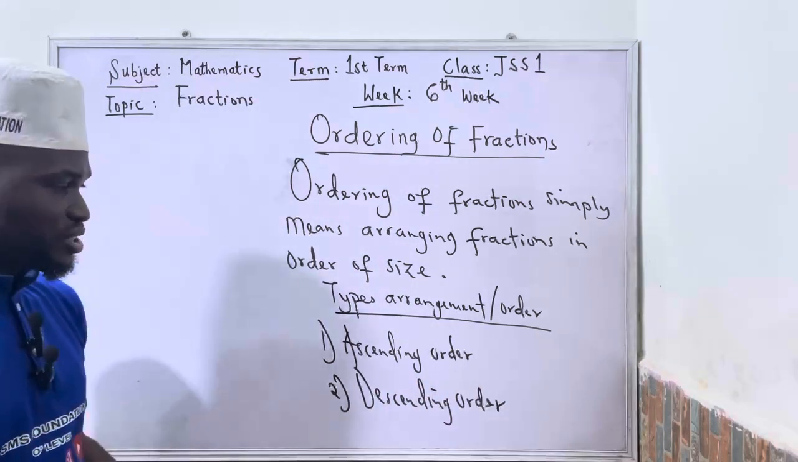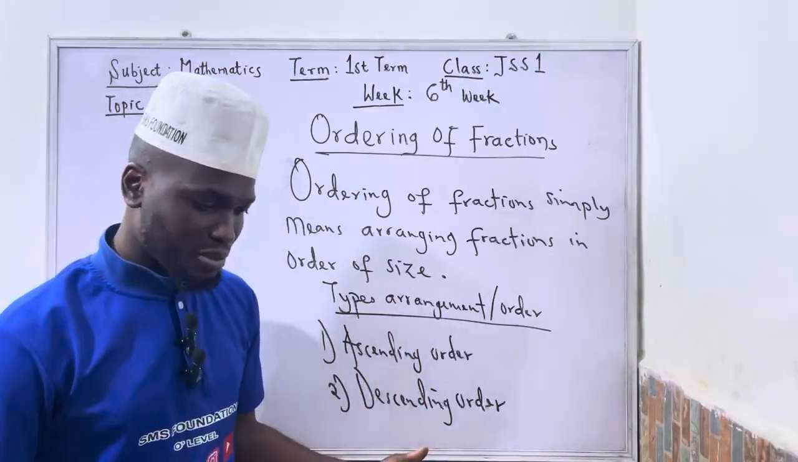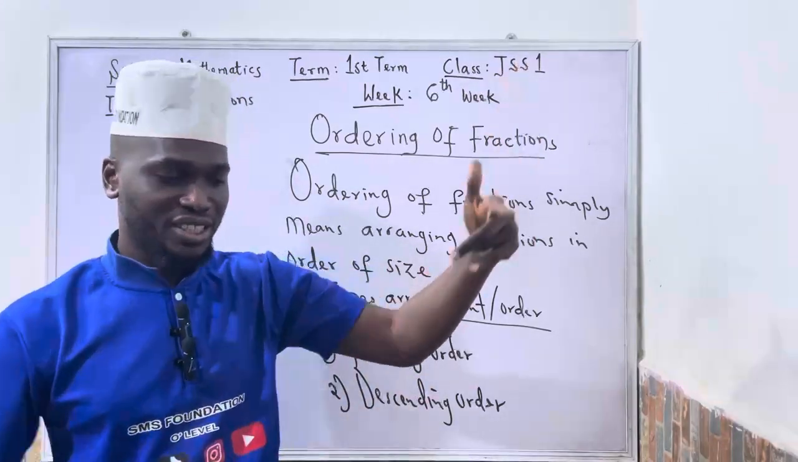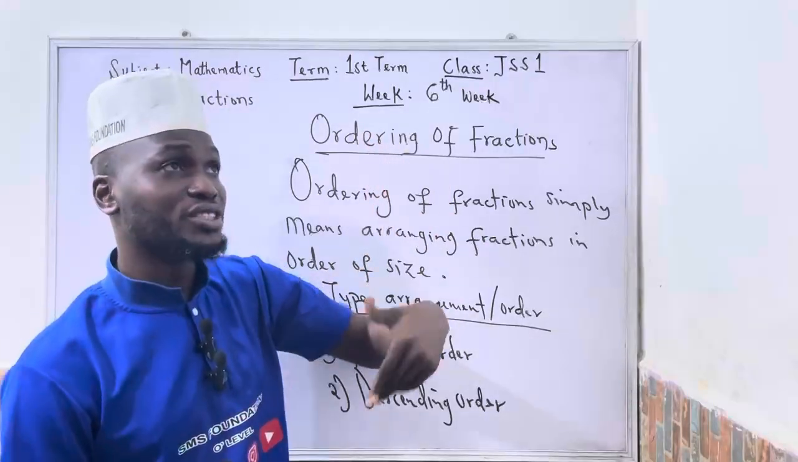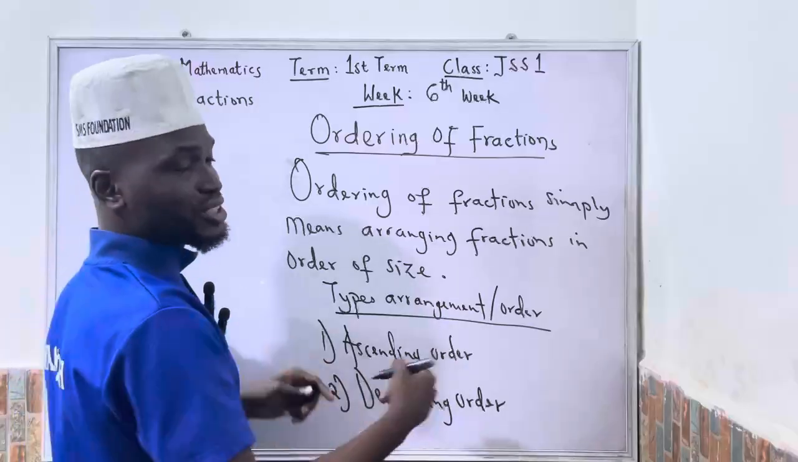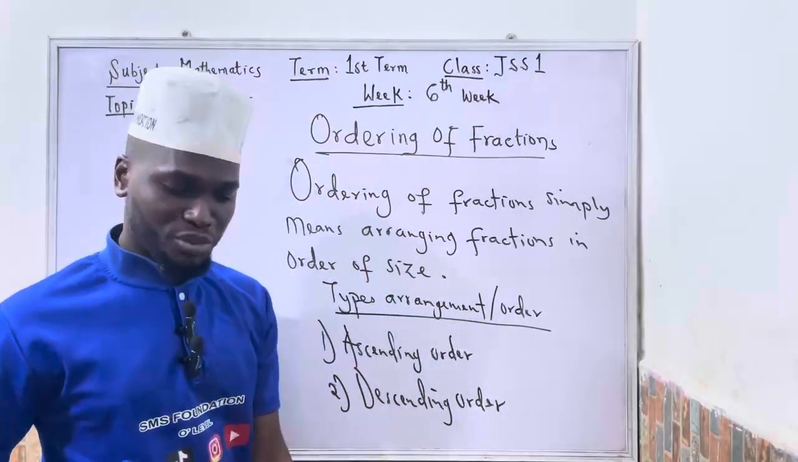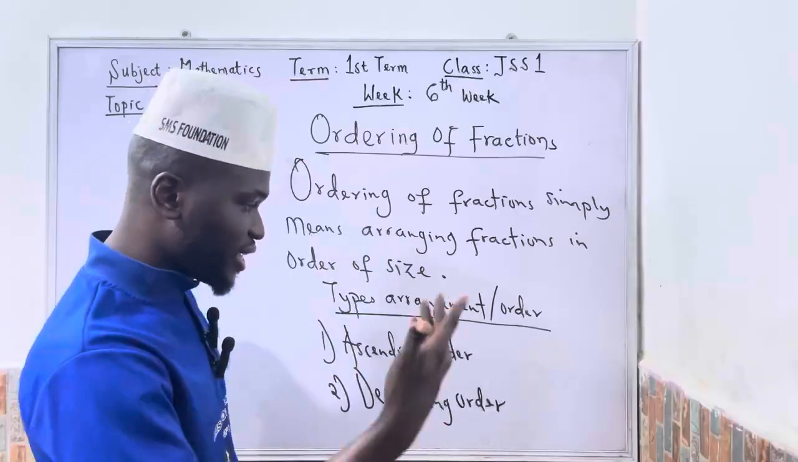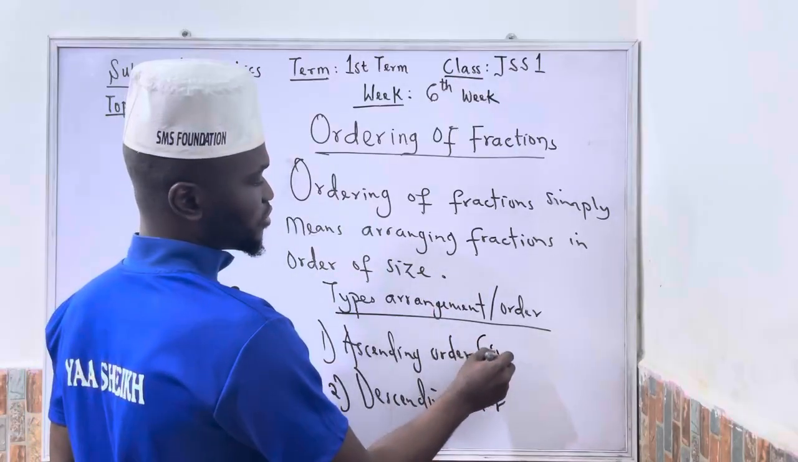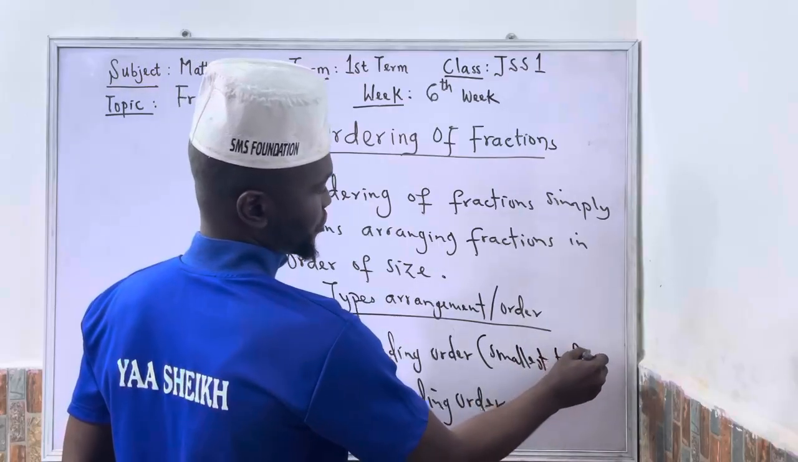So ascending means when something is going up. Just like when they say the man is ascending the mountain, he's going from the bottom of the mountain to the top. That is, he's climbing the mountain. So if we bring it to the concept of mathematics, it simply means when you arrange from the smallest to the biggest.